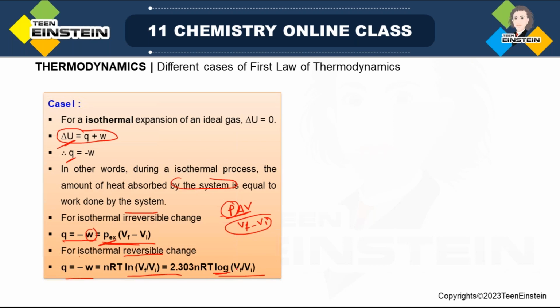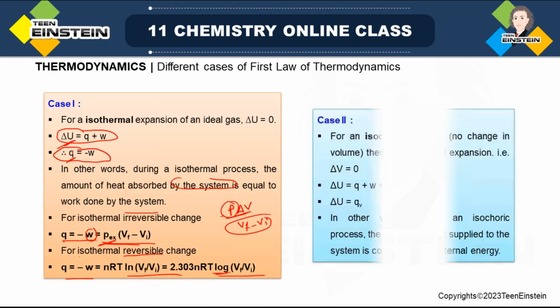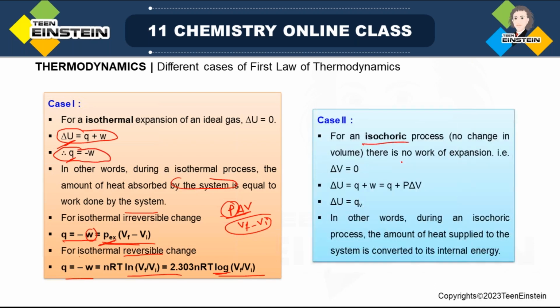This is the first case for the first law of thermodynamics. So the equation is now reduced to this form. What about case 2? In case 2, it is an isochoric process. That means there is no change in volume. In the initial state the value of V, volume, and in the final state the value of V are both the same. So no change in volume means work of expansion is not possible. So in the term P del V, del V is 0, so obviously this will also be equal to 0.